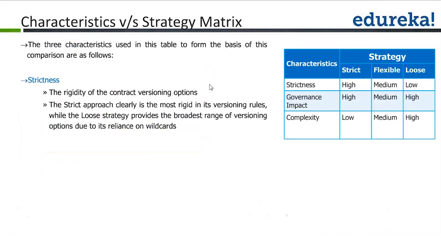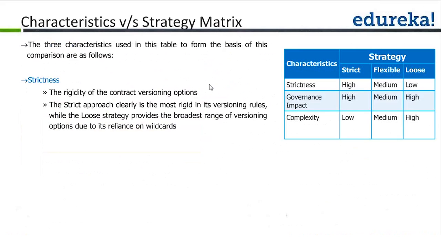But flexible can have both forward and backward, right? The flexible can have only backward. So it is medium. The strictness of the flexible strategy is medium. It is not very tough. So the service designer will only have to take care of the backward. They will not have to take care of the forward.